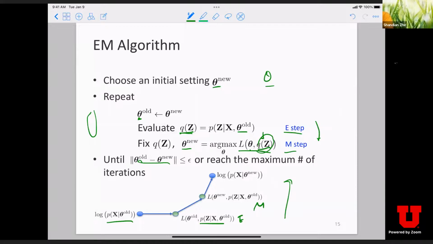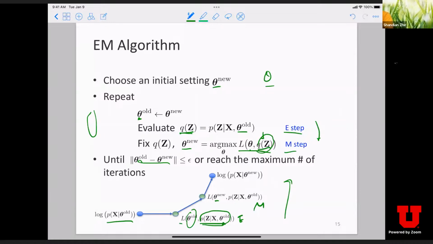The E step is to compute the posterior distribution of z given x and the current theta, right? Then you plug this current posterior into my evidence lower bound. And next, I run the M step to maximize this lower bound with respect to theta only, so I get a new theta.